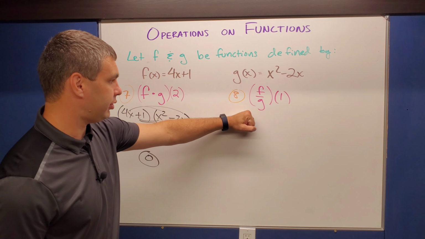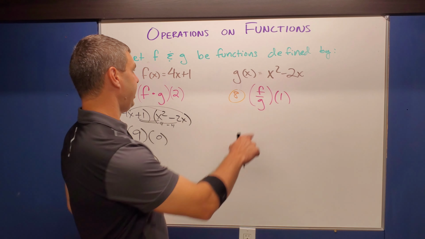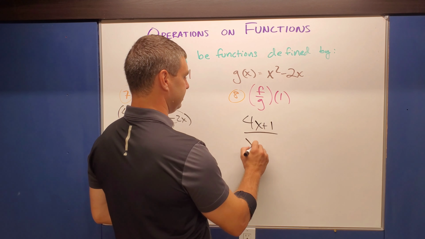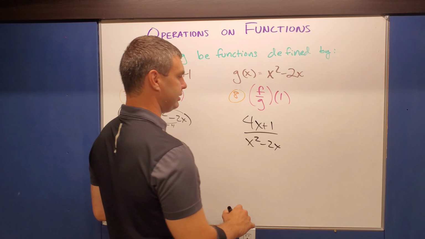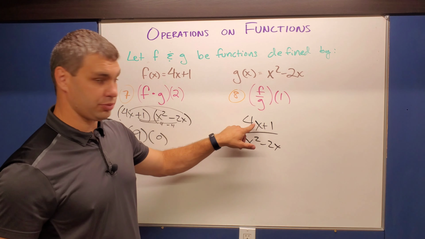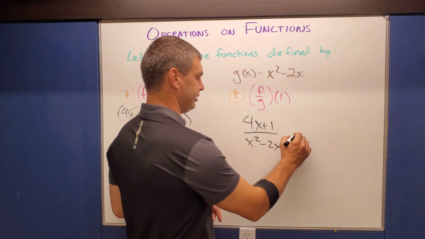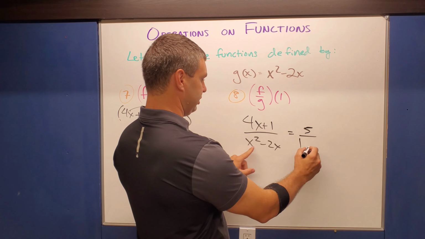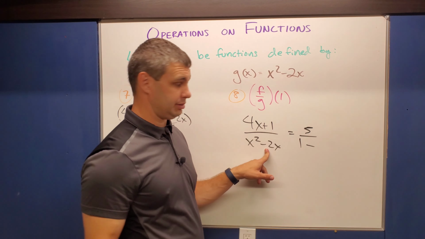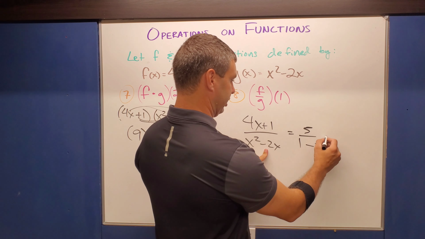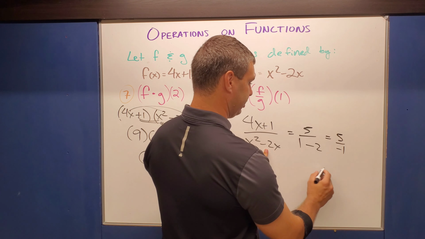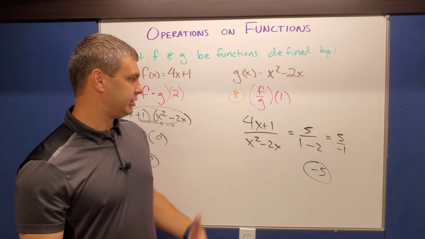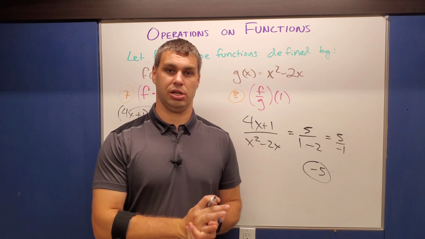Let's try f over g of 1. f of x again is 4x plus 1, g of x is x squared minus 2x. If I plug in the 1 here, 4 times 1 is 4, plus 1 is 5 on top. On the bottom, 1 squared is 1, minus 2 times 1 is just minus 2. In other words, we get 5 over negative 1, which of course is negative 5. All right, hopefully this helped you out with doing these operations on functions.